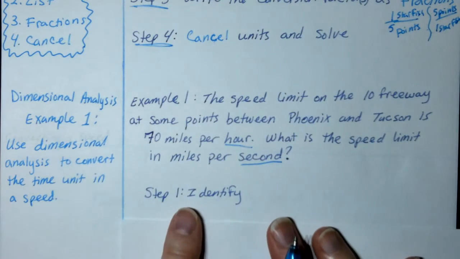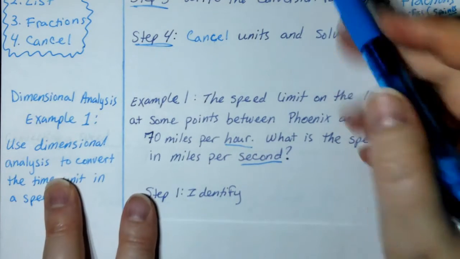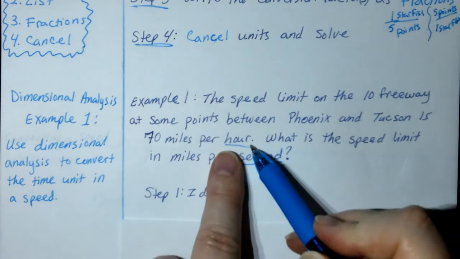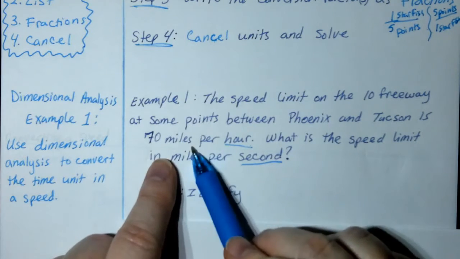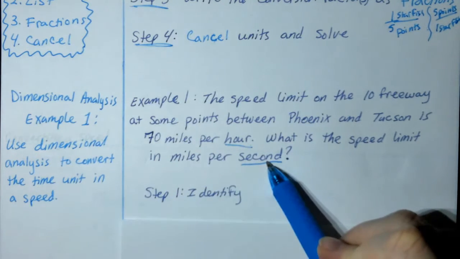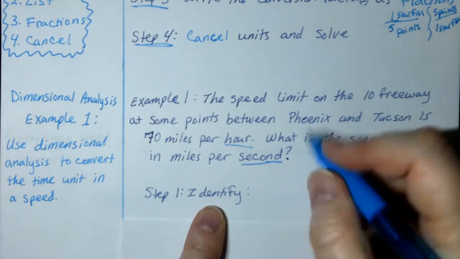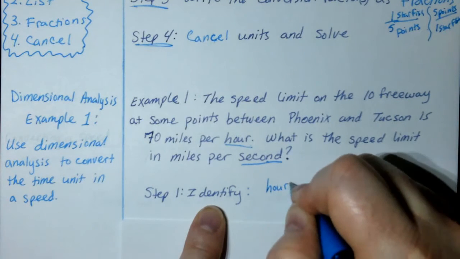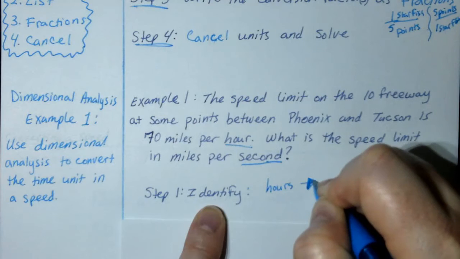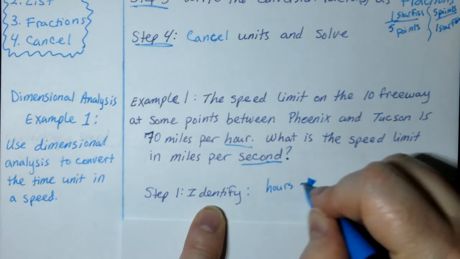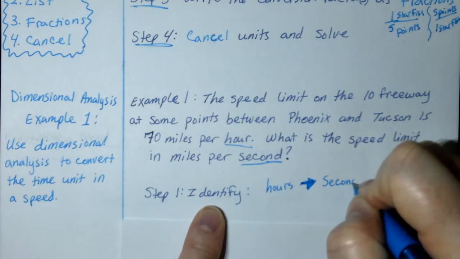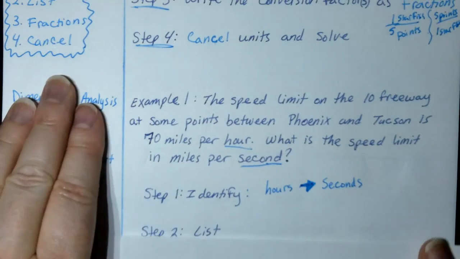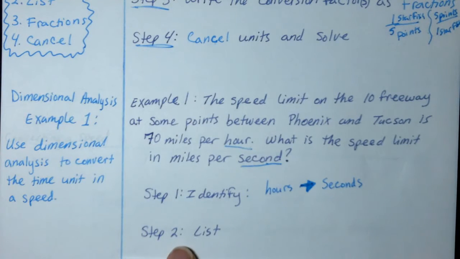So step 1 is identify the unit that needs to be converted. So the unit that we're starting with is the one that needs to change. Miles per, those are staying the same, but hour is turning into second. So identify hours, and I'm just going to use this little arrow because we're talking about notes, and that for me is going to mean into or yields or becomes seconds.